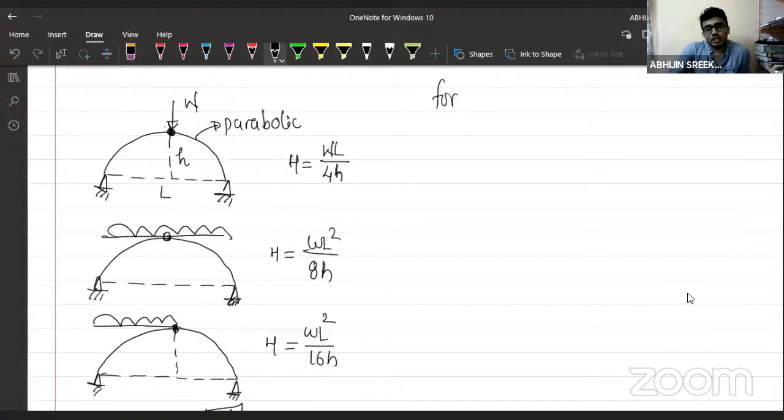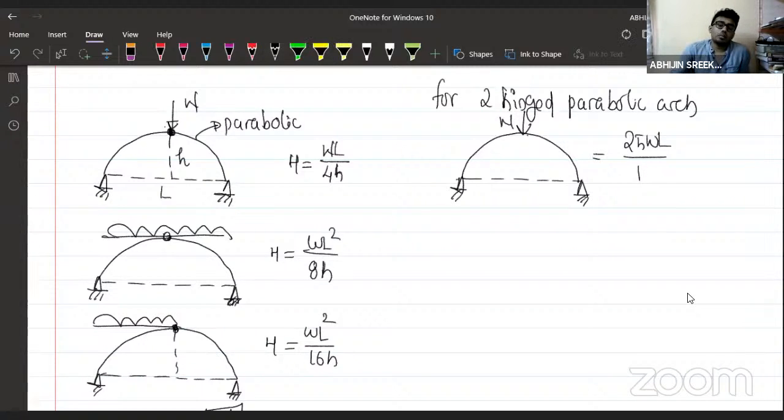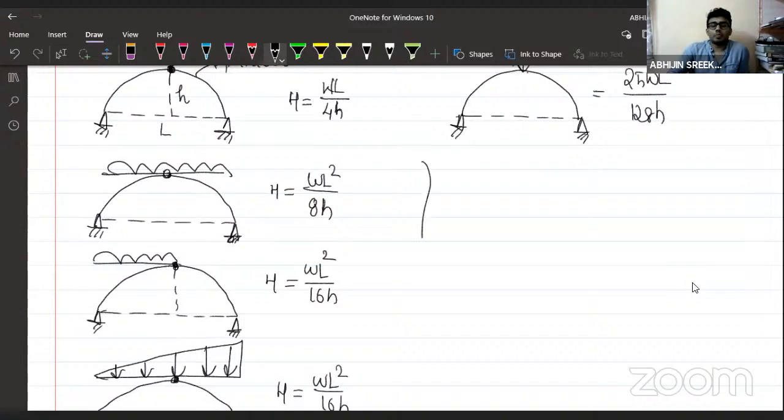For a two-hinged parabolic arch, what are the basic equations? Only this will be different. Two-hinged parabolic arch subjected to central point load. Tell me the horizontal reaction here. We have studied this difference. Exactly. Very good. 25 WL divided by 128H. It will not be equal to WL by 4H, it will be 25 WL divided by 128H. And all other cases will remain the same.